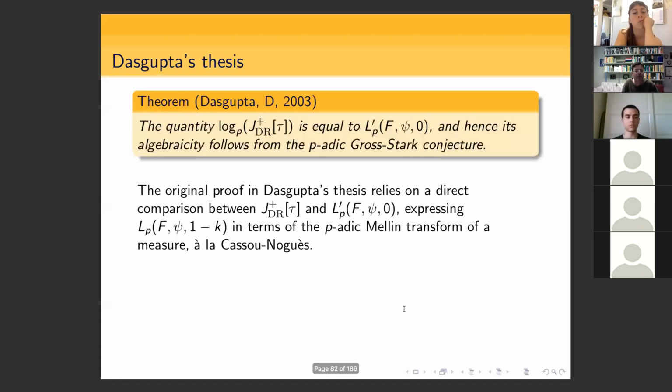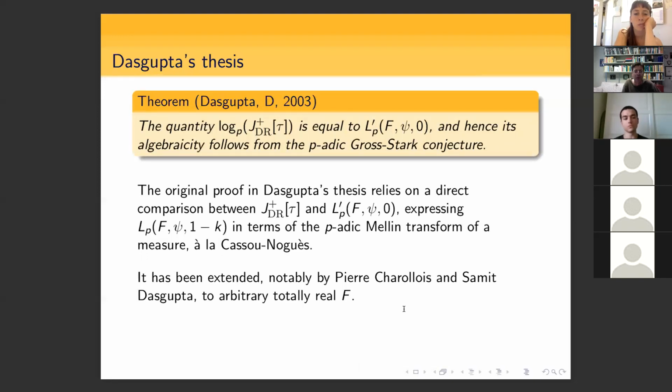Okay, so I want to say a few words quickly about the proof of this theorem, which I've reproduced now on this slide. So the original proof that was in Samit's thesis relied on a direct comparison between the value and the derivative of the p-adic L-function, and it rested on the construction of the Shintani cocycle due to Kashio and Yoshida. And that approach has been extended quite a bit, notably in later work by Pierre Charollois and Samit Dasgupta. It's been extended to arbitrary totally real fields and led to quite a lot of nice work, which in fact you might be hearing about next week, since I know that Samit is giving the next lecture in the Barcelona Seminar. So I'm not going to say too much on that.